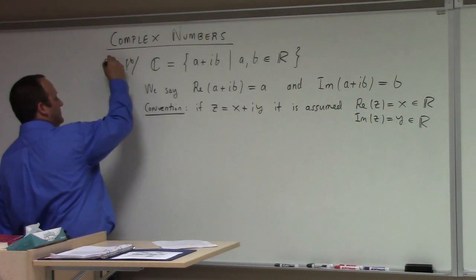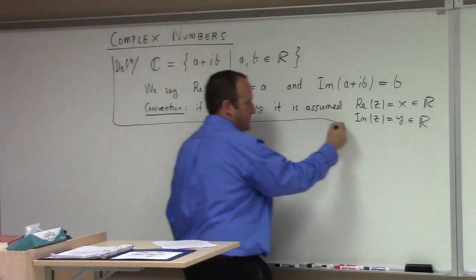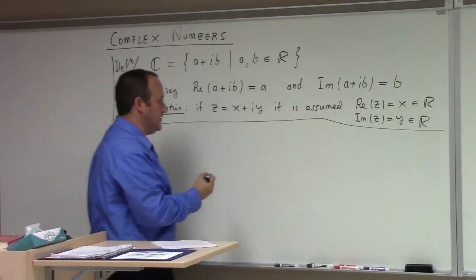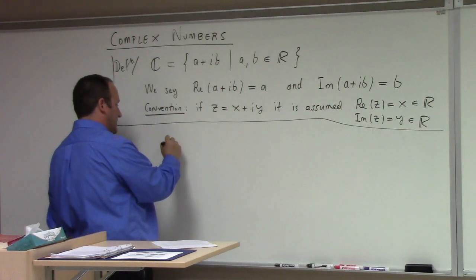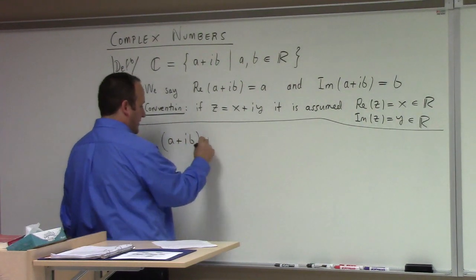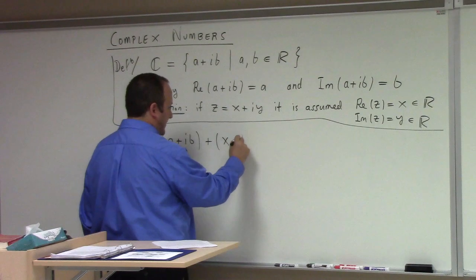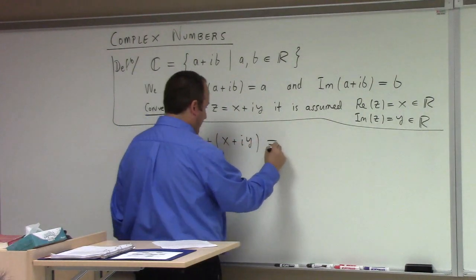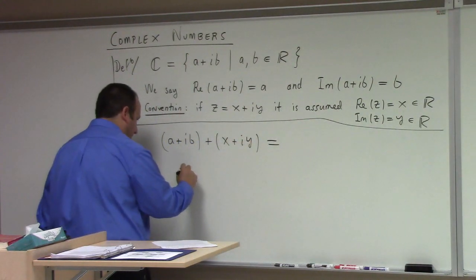More on that in a minute. But before I get to that, I just want to tell you central definitions. So how do we add complex numbers? If I have a plus ib, and I want to add to x plus iy, how do we add these? And how do we multiply them?